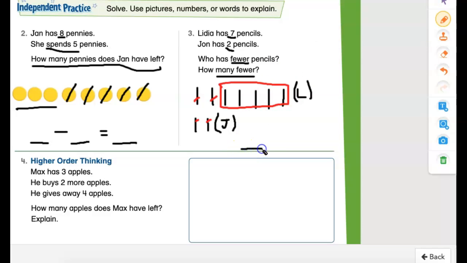So one number goes here minus another number equals how many fewer John had. So if I had 7 pencils total, Lydia had 7 pencils total. We subtract how many pencils John has and how many fewer. So we already found out how many fewer he has. So you just need to write the number John had of pencils and how many less he had.